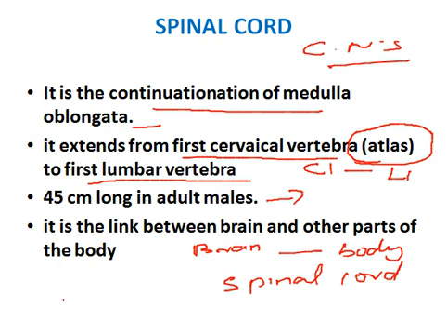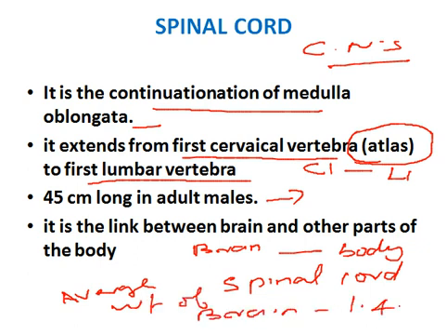I forgot to tell you one thing. The average weight of a brain is 1.4 kilogram. Okay, 1.4 kilogram is the average weight of the brain. So this is part one regarding the central nervous system, brain, and spinal cord.